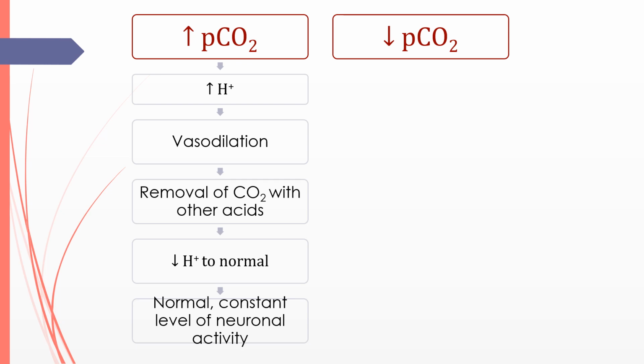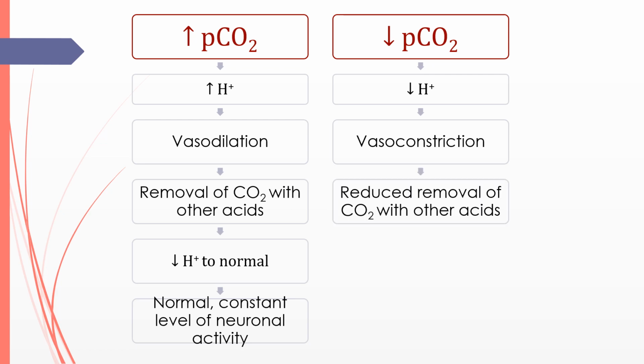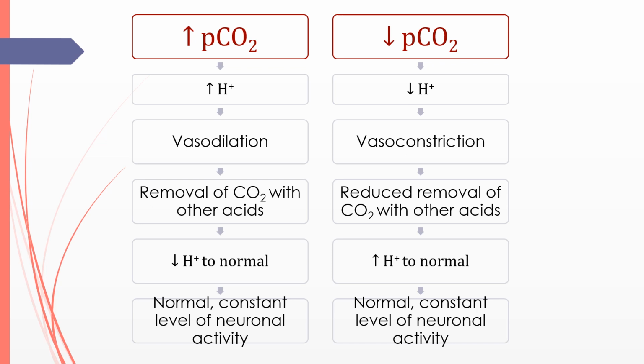When there is a decrease in the partial pressure of carbon dioxide, there is a decrease in the level of hydrogen ions, that causes a vasoconstriction. That causes a reduced removal of the carbon dioxide. Thus there is an increase in the hydrogen ion to normal. So this normal maintains a constant level of the neuronal activity.